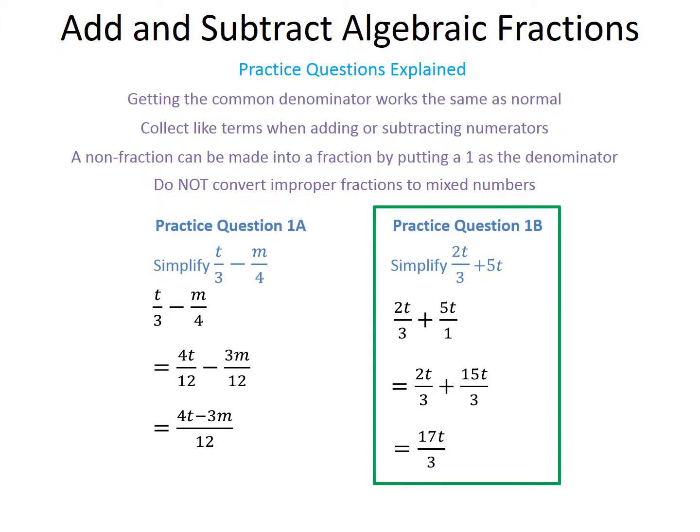Now in the second one, as I wrote the question down, I changed this 5t into a fraction just by putting 1 underneath, and then I looked for the lowest common denominator, which was just 3 because I can easily turn 1 into 3, and so times it by 3, and I times it by 3 on the top as well, and that got 15. Then I just had to put the numerators together. They are like terms this time, so I got 17t on the top, and of course the denominator doesn't change, so I just left it as 3. I do put them together, but it doesn't change.